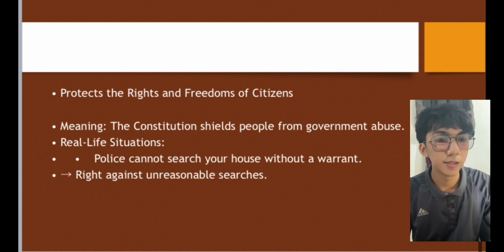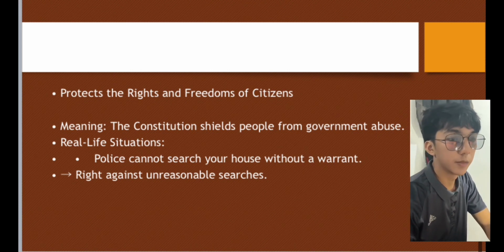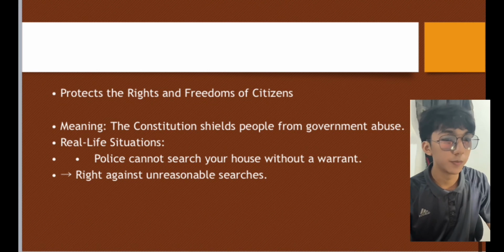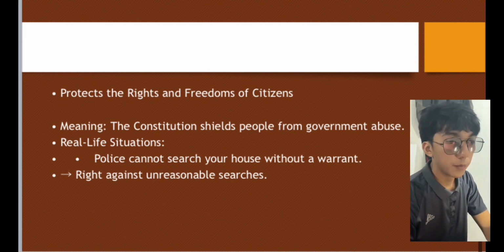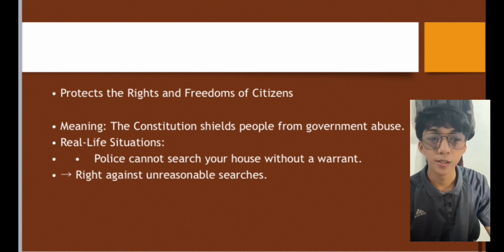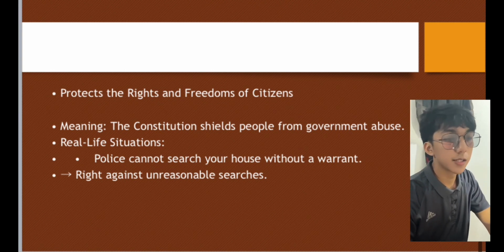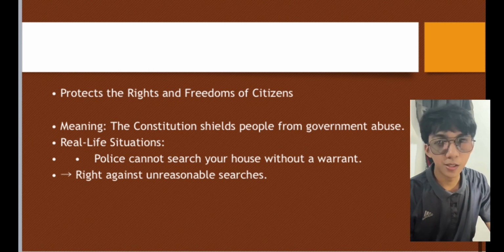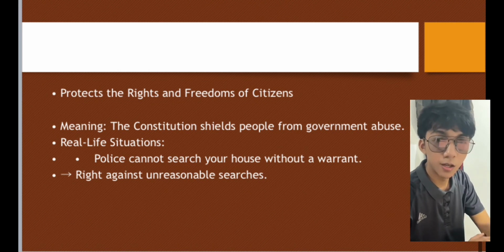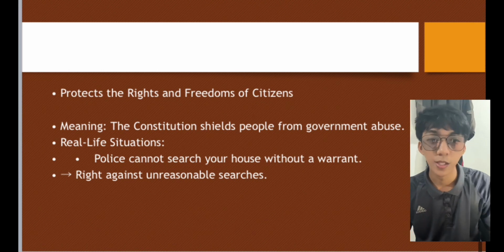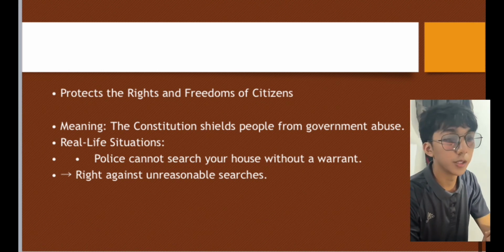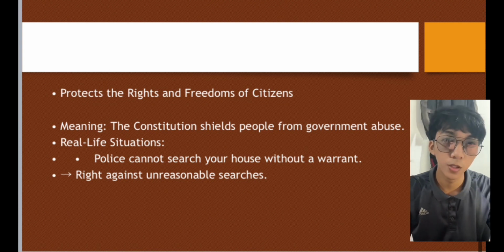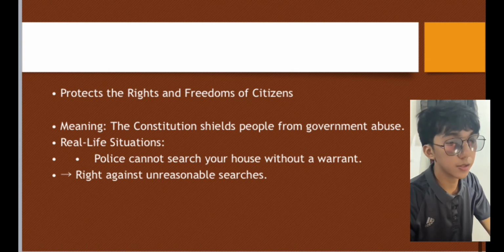And second is it protects the rights and freedoms of citizens, meaning the Constitution shields people from government abuse. Real life situation, police cannot search your house without a warrant, and you have the right against unreasonable searches. Let's say, for example, someone suspected you of doing something wrong, but in fact you are not guilty, and everyone who is not proven guilty is still innocent.